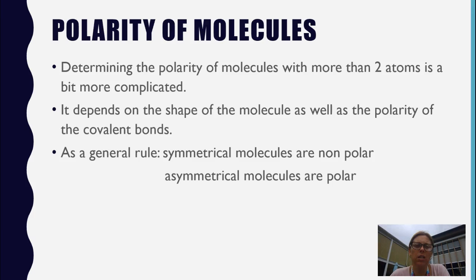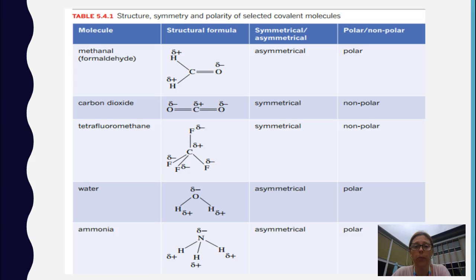Now, a general rule tends to be: if it's symmetrical, it's nonpolar. If it's asymmetrical, it's polar. So how do we know? We can make those models and have a look at the symmetric nature of that molecule. Of course, it's not just dependent on its 2D shape, but its 3D shape. But here is a really good table that helps us a little.